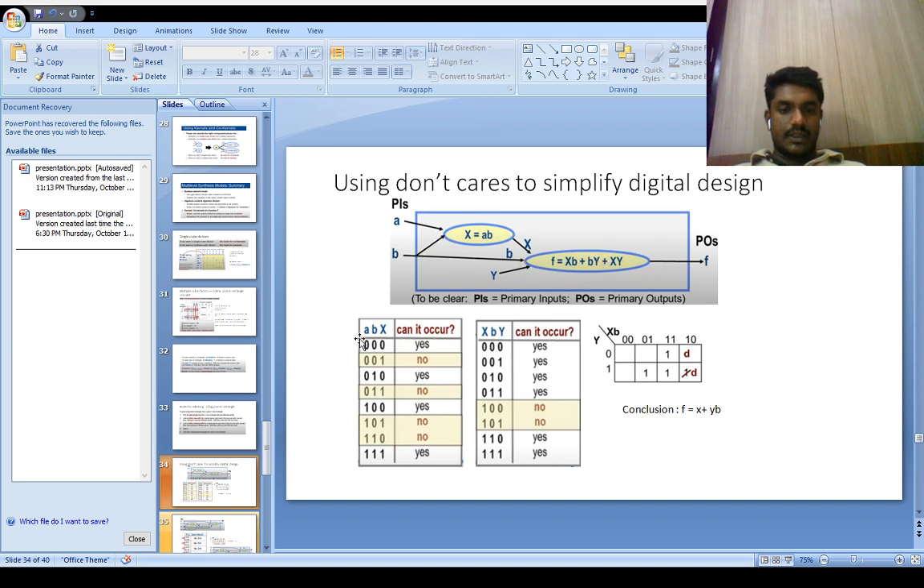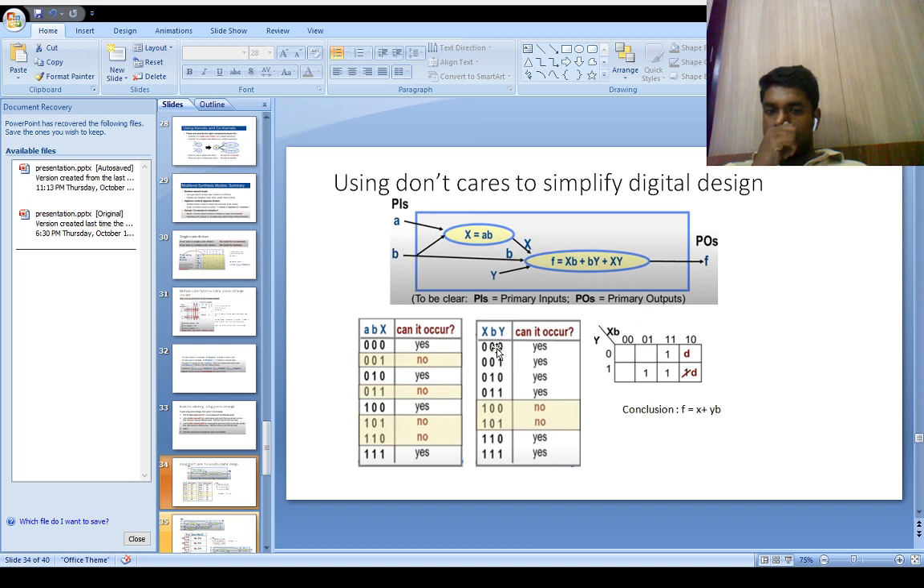So let us take an example: a, b, x. Does it occur? What values of a and b? X is 0. If we keep a and b as 0, here multiply a dot b. If both are 0, x is 0. Yes, it occurs. If both are 0, x is equal to 1? No. Like that we will be seeing every value.